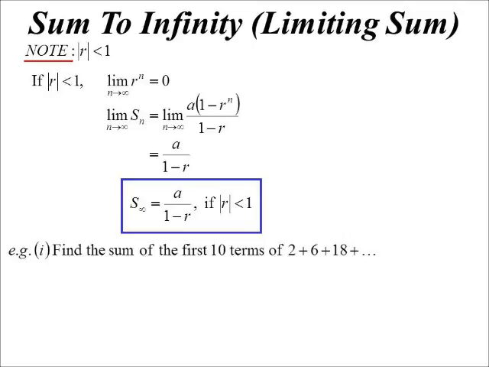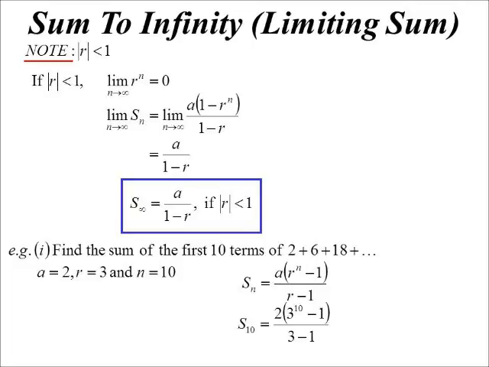Let's find the sum of the first 10 terms of this particular GP. So 2, 6, 18, and so on. So let's extract the information we know. First term's 2. I can see by inspection that the ratio there is 3. We've got 10 terms. So there's our formula, sum to n, that I'm going to use. Subbing in, 2(3^10 - 1) over 3 - 1.